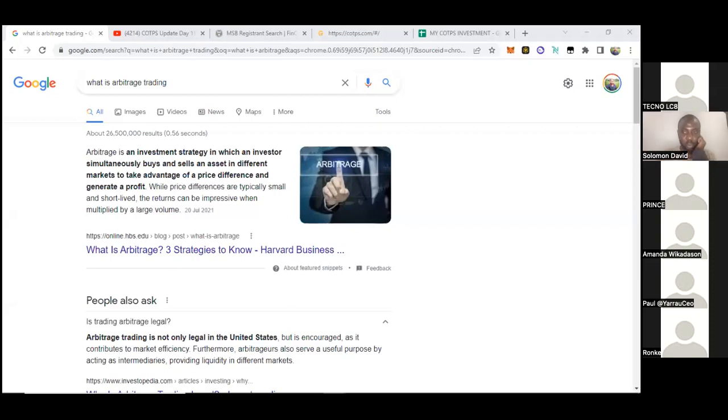Okay, good. So we all know that COTPS does arbitrage trading automatically for us, right? As you'll see, we have searches in Google: what is arbitrage trading? It's an investment strategy in which an investor simultaneously buys and sells an asset in different markets to take advantage of price differences and generate a profit, right?